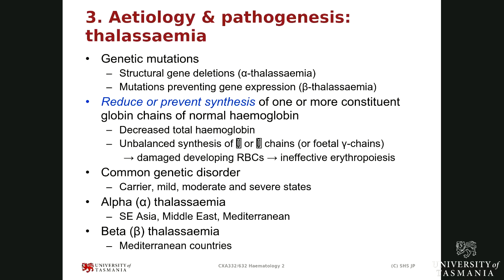So I've just noticed that I've got a couple of rather weird looking signs on this slide. So that first sign that you see there, unbalanced synthesis of, that should be an alpha there, of alpha or beta chains, or fetal gamma chains. So you might like to make a note of that on your notes. That should be alpha, that should be beta.